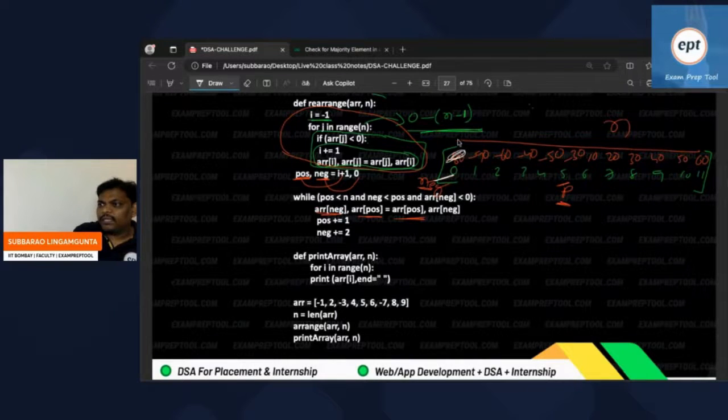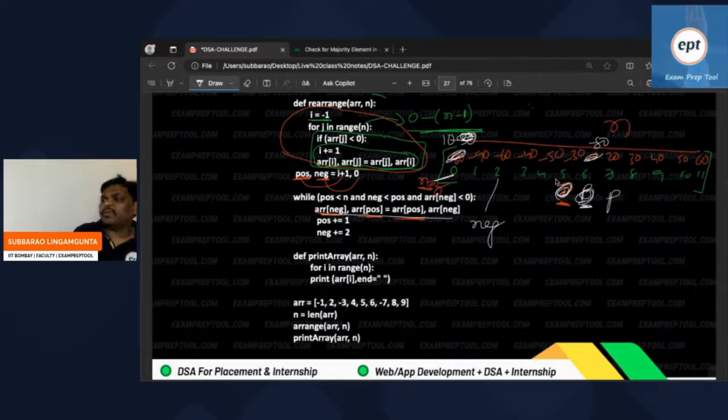See this one, I think here it became -30. Positive is here, positive is equal to i plus 1. Swap it. So here it is going to be 10, and here it is going to be -80. After swapping is over, this is called swap code in Python. After swapping, positive will increment by 1 and negative will increment by 2. Negative here, next negative here.